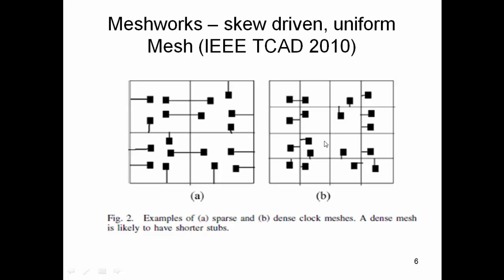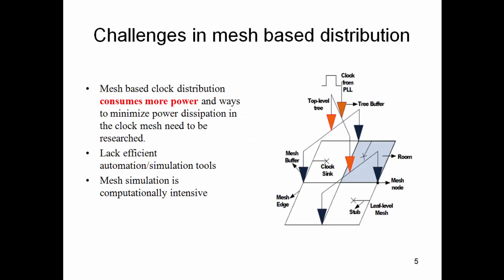We'll make sure that the clock reaches the mesh nodes at the same time by basically forming a zero skew tree above the mesh. So you can see the top level tree, and this top level tree will be designed for zero skew, with these mesh buffers being the points at which the clock arrives with zero skew. So you can understand that the clock will be reaching all the mesh buffers at the same time if you have designed a zero skew clock tree above the mesh.